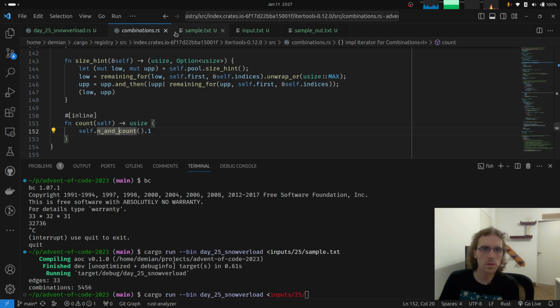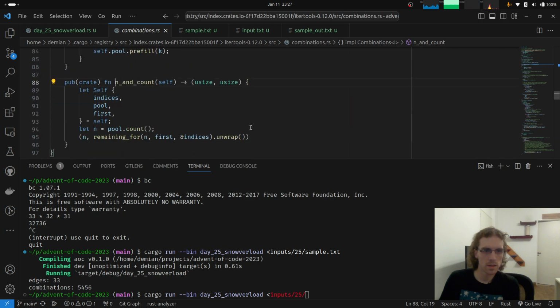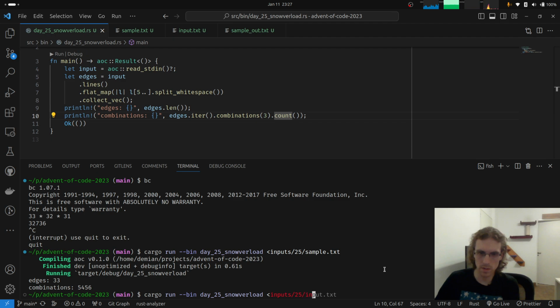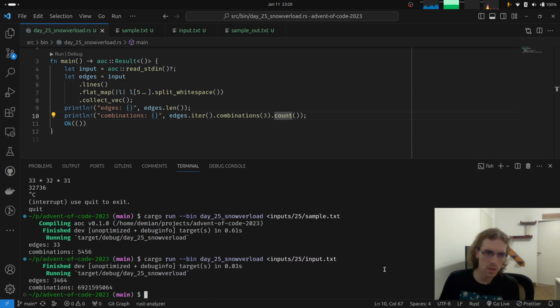End and count, yeah, combinations. It seems like it's doing something optimized. So let's call this thing for the inputs. Okay, so this is the amount of combinations for the sample. It is a very small number that we can check. But for the actual input, it is, well, 6 billion. It's not that big of a number, actually.